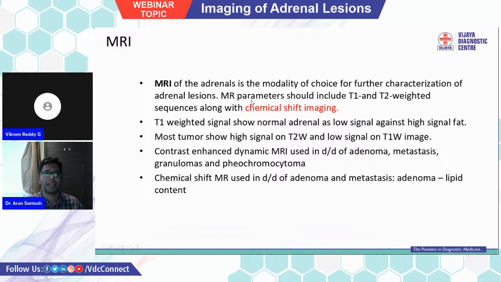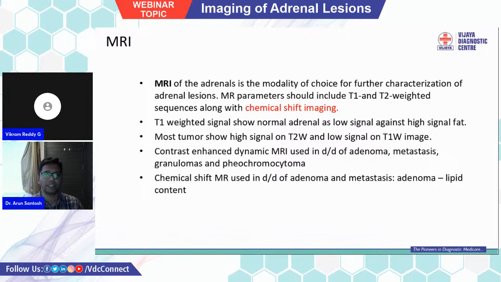So MR of the adrenal glands is the modality of choice for further characterization of adrenal lesions which were indeterminate on CT. Generally, the first initial modality we go for is CT rather than MR. MR parameters generally include T1 and T2 weighted standard imaging sequences, along with which we use chemical shift imaging.